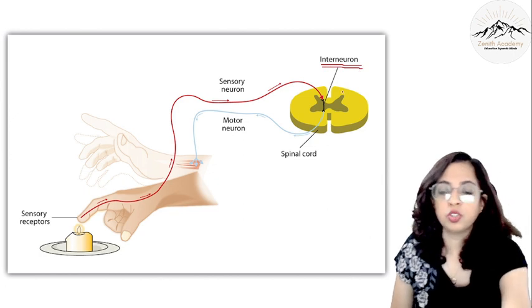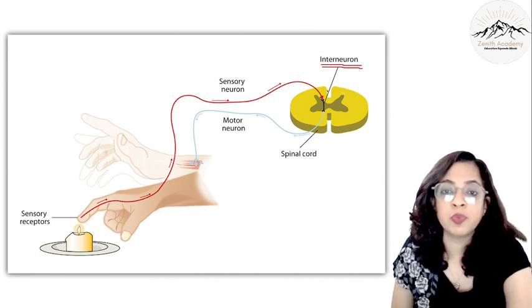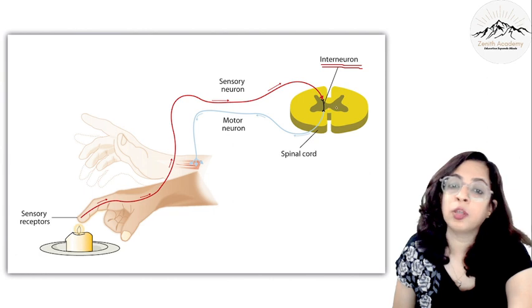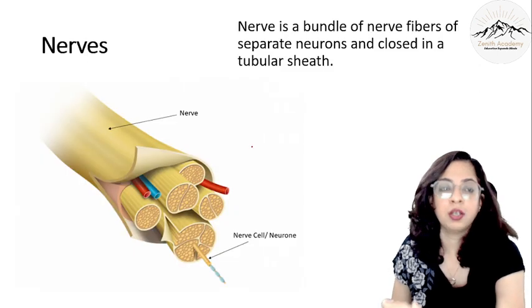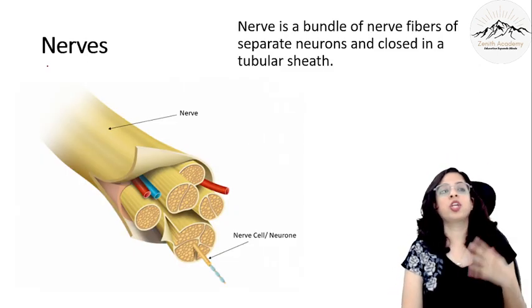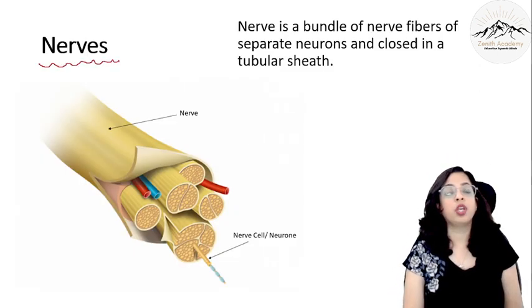Okay, this neuron, the middle one, will always be in the spinal cord or the brain. So you will be able to identify it. It connects the sensory neuron and the motor neuron. Okay, now that we have understood what neurons are, let us talk about nerves.